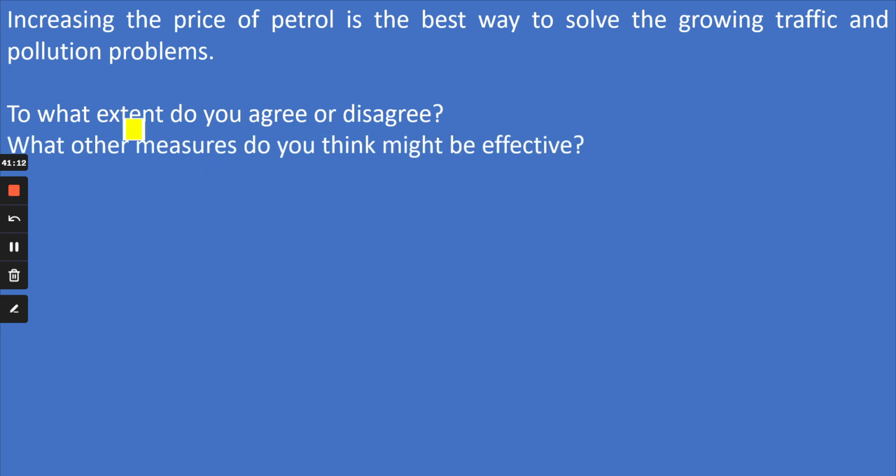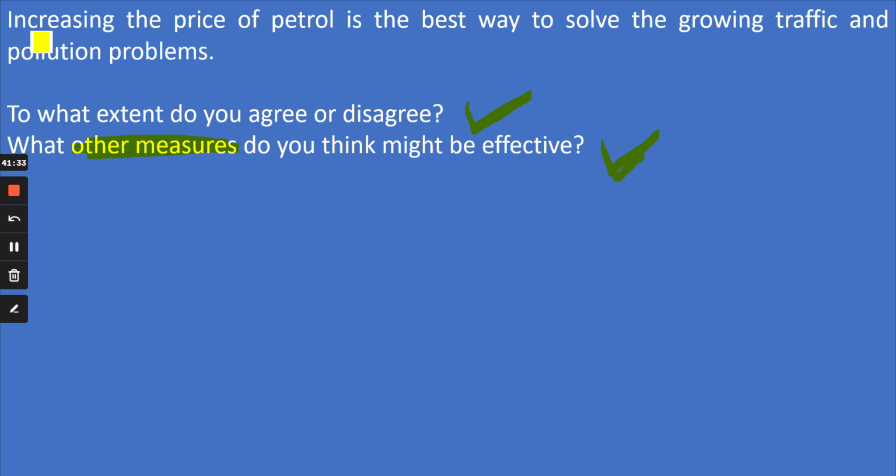Okay, so it's a dual question. One question is asking for opinion, and the other question is asking for a solution. What other measures? So one solution they have given in the question, but they are asking you what other measures you can think of. All right, so we should have one idea for this, and one idea for this.